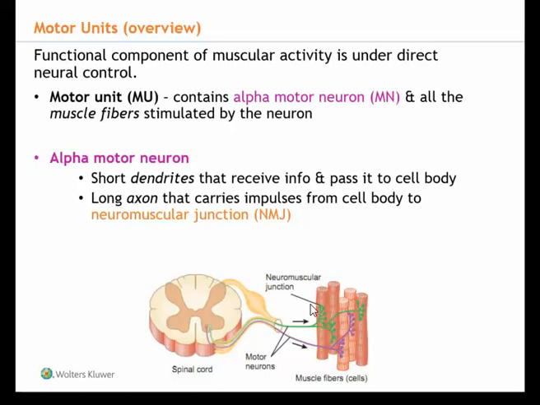The neuromuscular junction, or NMJ, is that connection. It's the synapse. Remember when we talked about synaptic transmission? Well, the same process occurs at the muscle fiber, but it's referred to as the neuromuscular junction when it connects to that muscle.